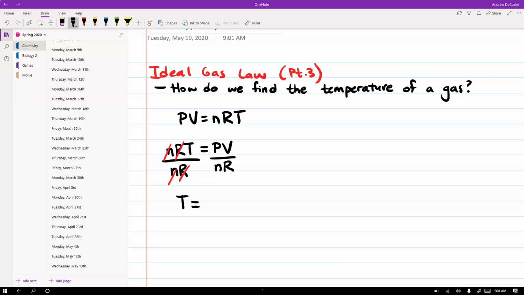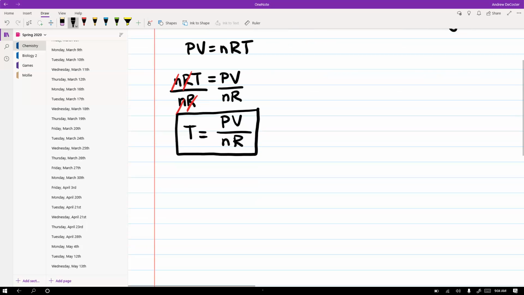So T is equal to pressure times volume over number of moles times the gas constant. So PV divided by N times R. All right, so this is going to be the formula that we're going to be using today for all of our practice problems. So just remember that T equals PV divided by N times R.